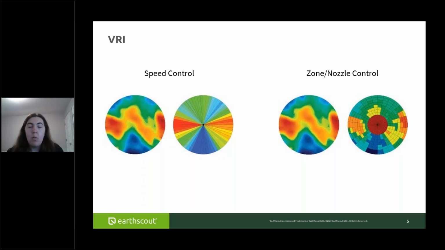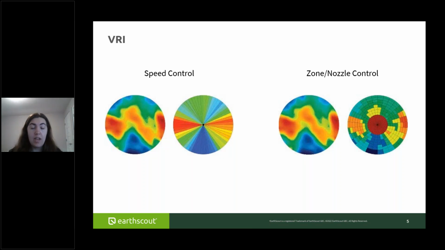And that's just one method of doing irrigation application. The other method is based on nozzle control. This is where management zones within the pivot can be any shape and any size, and the nozzles are pulsed on and off, and the pivot may speed up and slow down as well.